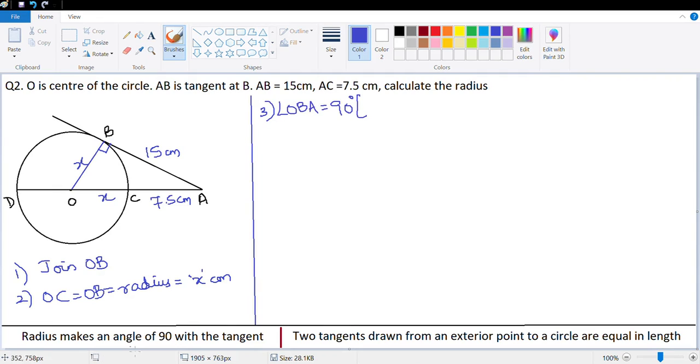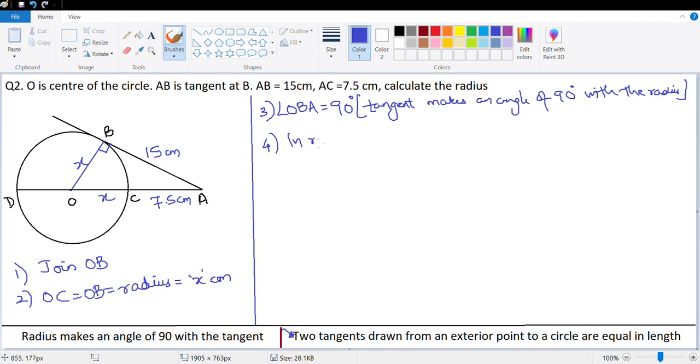The reason, if you notice, I have written both the concepts that we've done till now on the same page for us to remember. It says the radius makes an angle of 90 degree with the tangent, and two tangents drawn from an exterior point to a circle are equal in length. So these are the two concepts that we've talked about till now. We haven't used the second concept yet in solving a question. We are still using concept 1. Let's just write this. Tangent makes an angle of 90 degree with the radius. So that's why this is 90 degree.